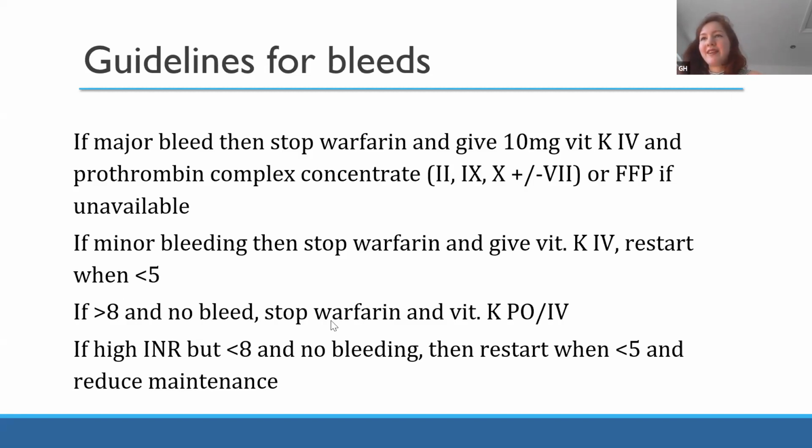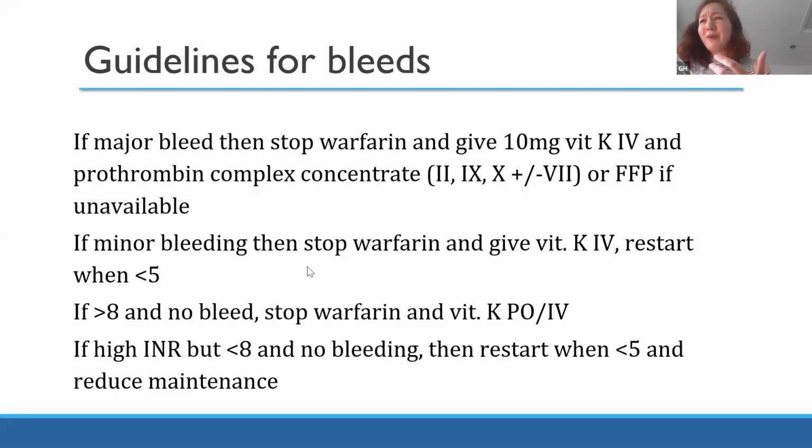If they come in and you test their warfarin and they're not bleeding, but their INR is above 8, you stop their warfarin and give vitamin K anyway. Probably give it orally, to be honest, if they're not bleeding. And if they've got a high INR, but it's less than 8 and they're not bleeding, then you just hold the warfarin and restart when their INR is less than 5. And then you probably want to reduce the dose because they're probably on a dose that's a bit too high.